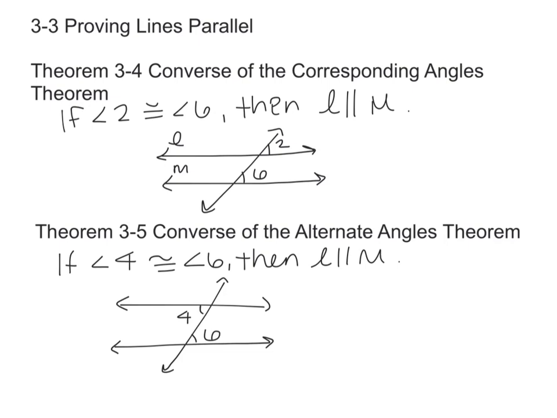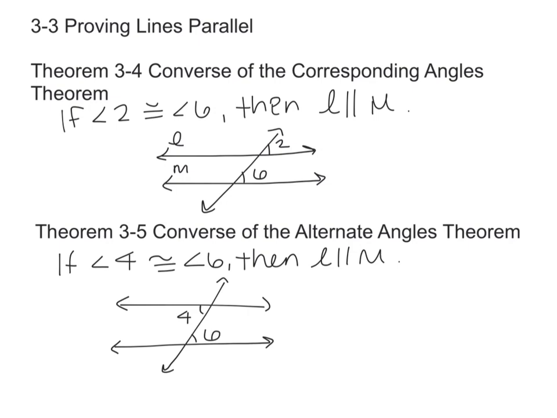So the first theorem is theorem 3-4, and it is titled the converse of the corresponding angles theorem. This theorem says that if two lines and a transversal form corresponding angles that are congruent, and that's the key thing, not only are they corresponding, but they must also be congruent, then the lines are parallel. So if you look on the screen, you'll see that if angle 2 is congruent to angle 6, then we can conclude that line L is parallel to line M.